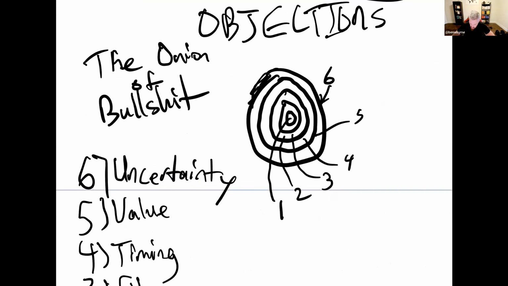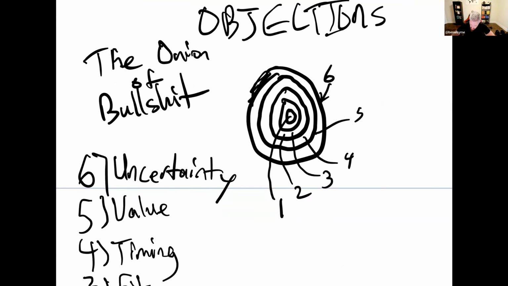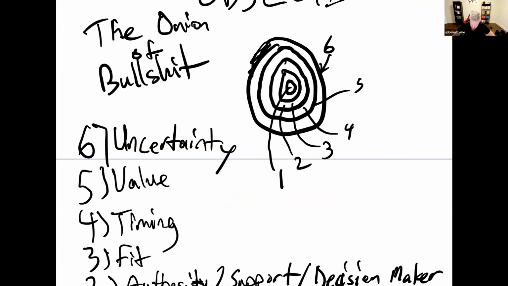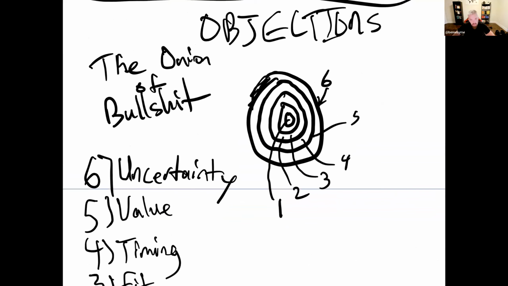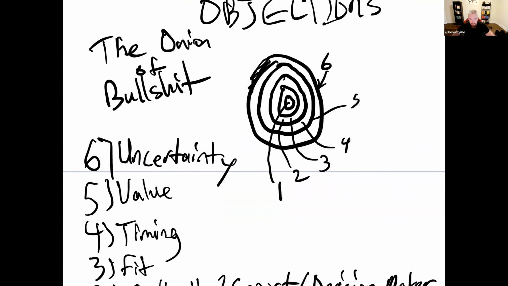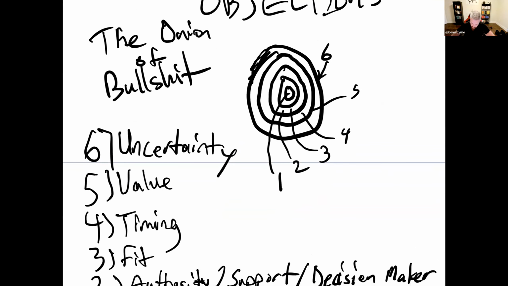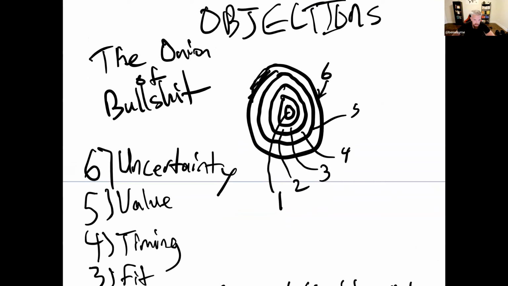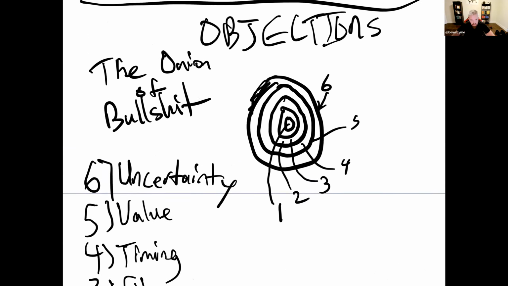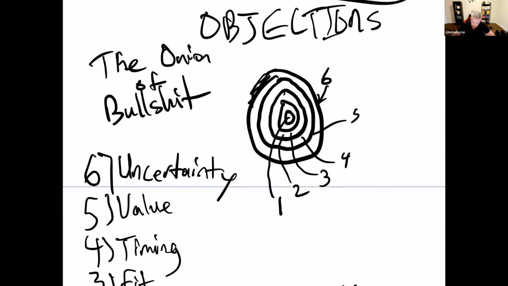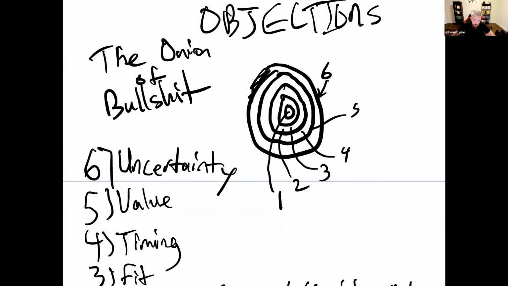Let's talk about objections. So I call this the onion of bullshit. There's really 6 objections here, and we start with the outer one, right? So it's uncertainty, the external layer of objection. So someone says I want to think about it. Someone says I want to talk to my spouse. Someone says it's a lot of money. No matter what they say, we always start with uncertainty.